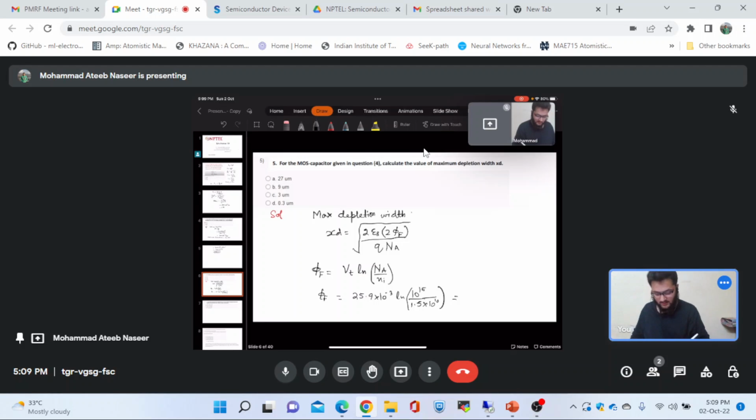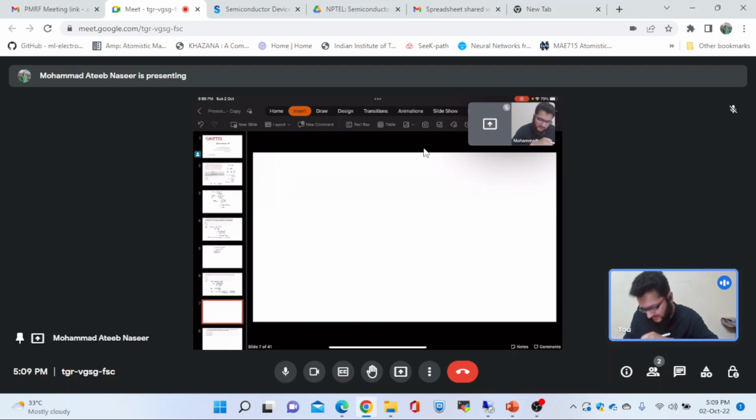Now let me use my calculator again and solve this. So basically it is ln of that into 25.9 milli. Right. So basically it will come out to be equal to 0.347 volts. So we have got this phi f. Now we can find this xd maximum.